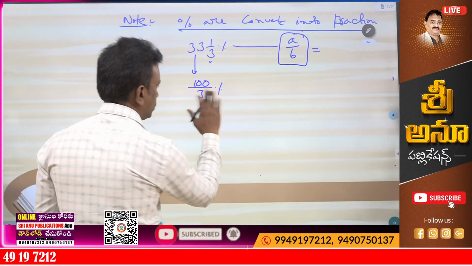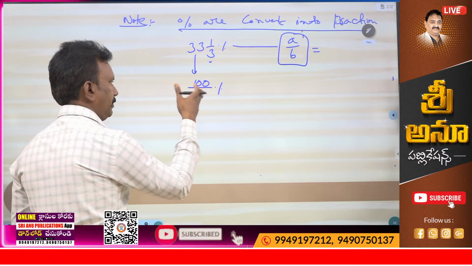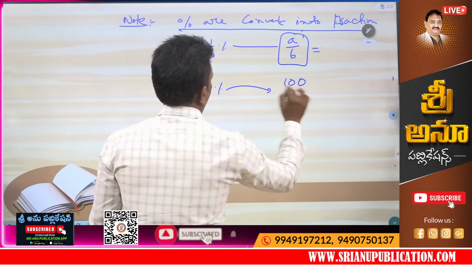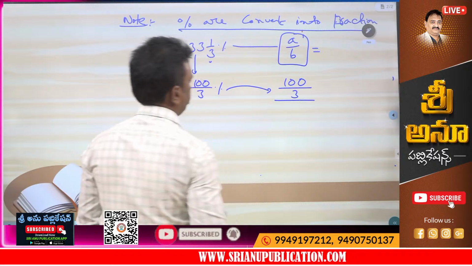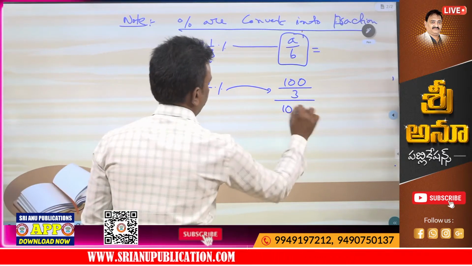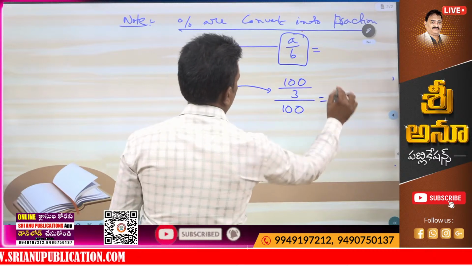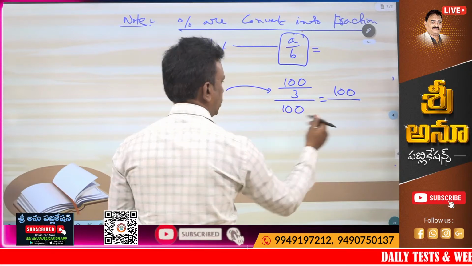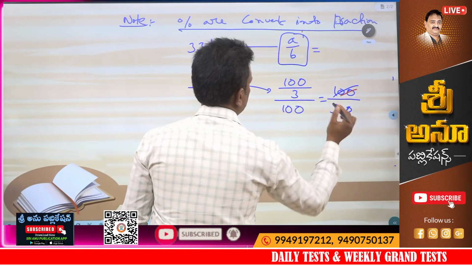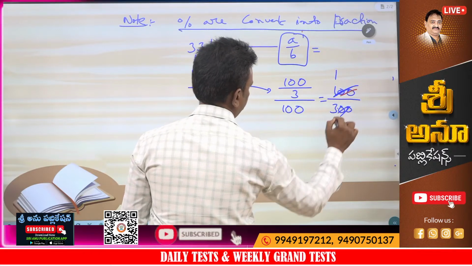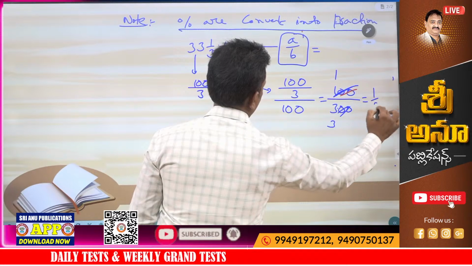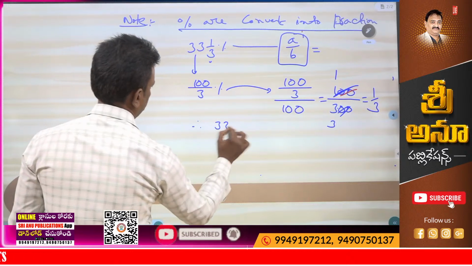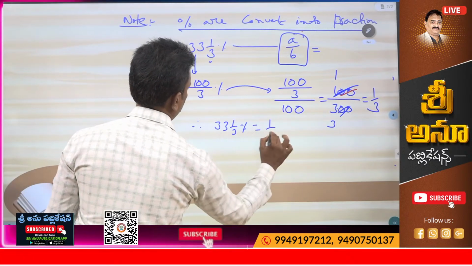Right. So the next step, with the help of percentage. In case of percentage, we follow whole divided by 100. So 100 by 3 divided by 100. It can be written as 100 by 3 into 100, within the denominator 3 is multiplied by 100, 300. So 100 divides 1 time and 100 divides 3 times. The final answer is 1 by 3. So remember that 33 1 by 3 percentage is equal to 1 by 3.